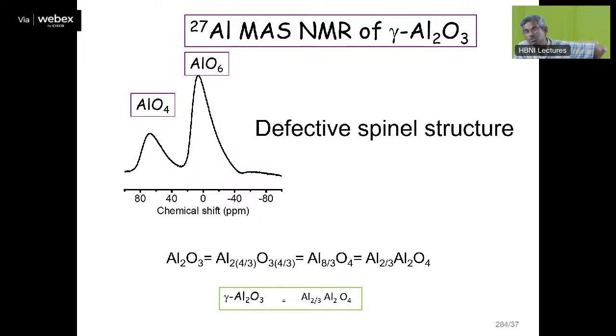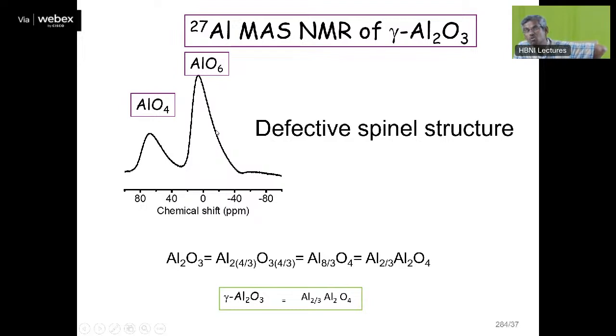Suppose you are given a gamma alumina, you can calibrate the NMR. Suppose I want to calibrate the NMR. I know the aluminium percent in the gamma alumina. So I will take this gamma alumina and record an aluminium NMR and get the ratio of the tetrahedral peak and octahedral peak, and say how many aluminium are tetrahedral and how many are octahedral.